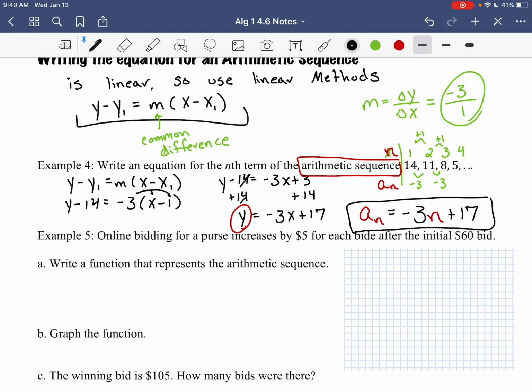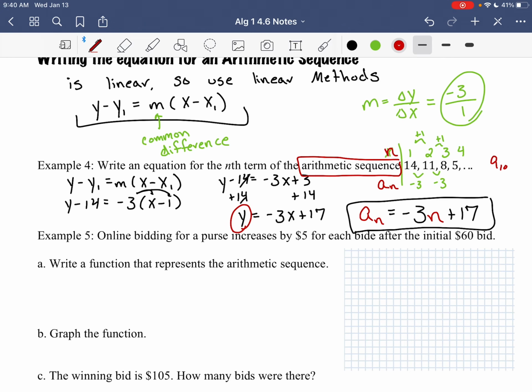So what this equation now gives me is, if I want to find the 10th term, all I have to do is put a 10 in for n, take -3 times 10, and add the 17, and that'll get me what the 10th term would be if I wanted to know what a sub 10 was. Okay. So we found an equation for the nth term of the arithmetic sequence.